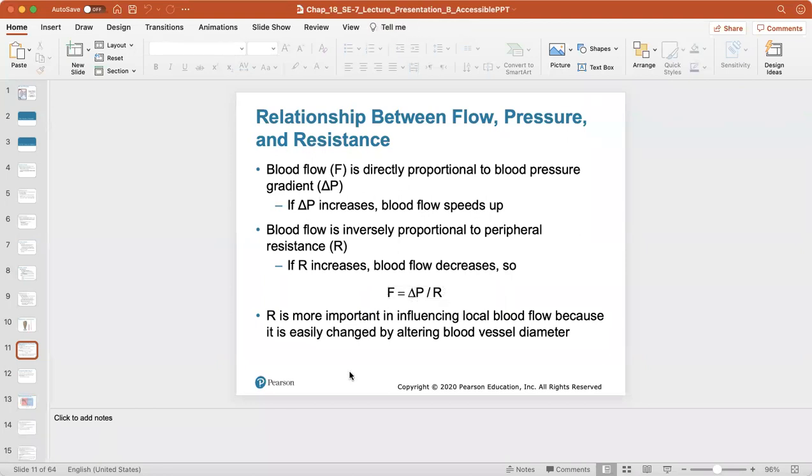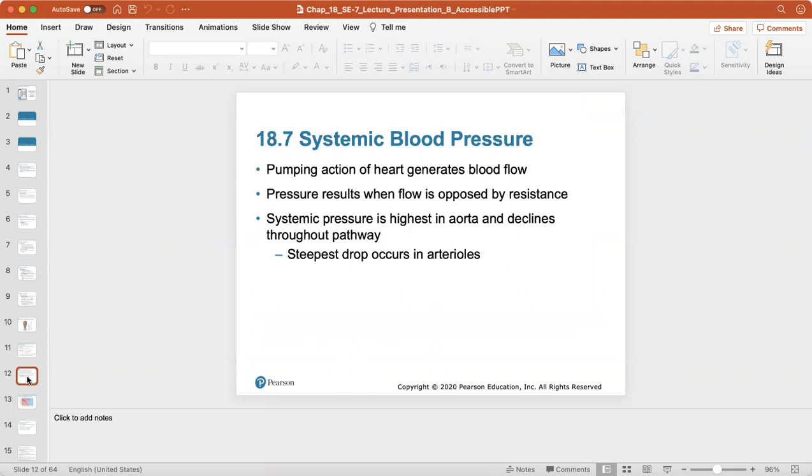Resistance is more important in influencing local blood flow because it's easily changed by altering the blood vessel diameter. Systemic blood pressure then is the pumping action of the heart, which generates the blood flow. Pressure results when flow is opposed by any sort of resistance, and systemic pressure will always be highest in the aorta and decline throughout the pathway, and the steepest drop occurs in the arterioles.